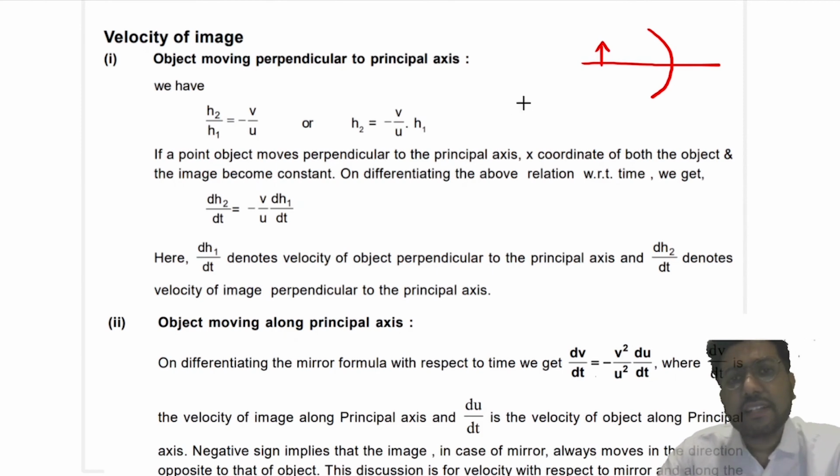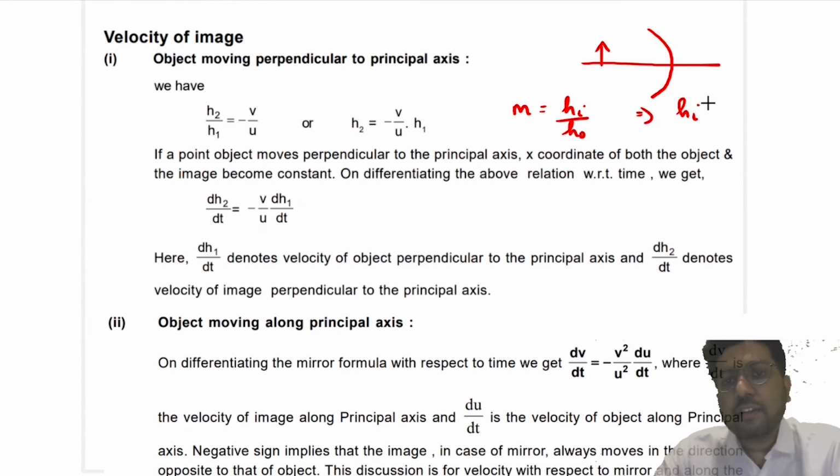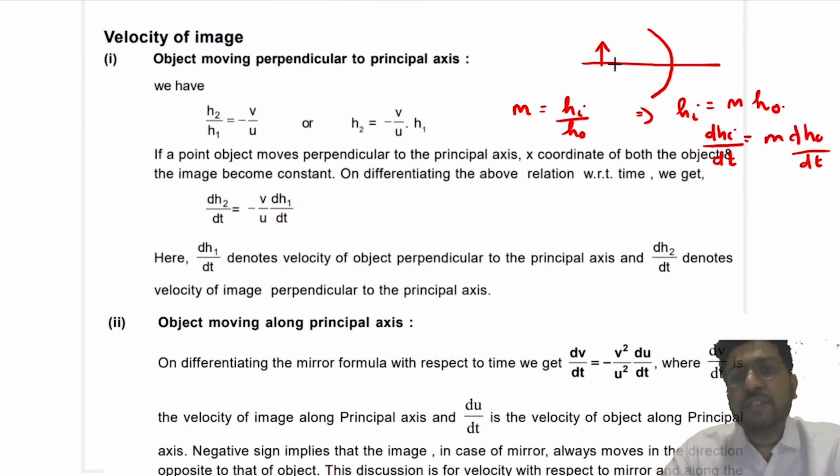So the height is changing. You know that lateral magnification m is height of image divided by height of object. From here you get height of image is m times height of object, right? If you differentiate this, you will get dhi by dt. That means the rate at which height of the image is changing is equal to m times the rate at which height of object is changing from the principal axis.